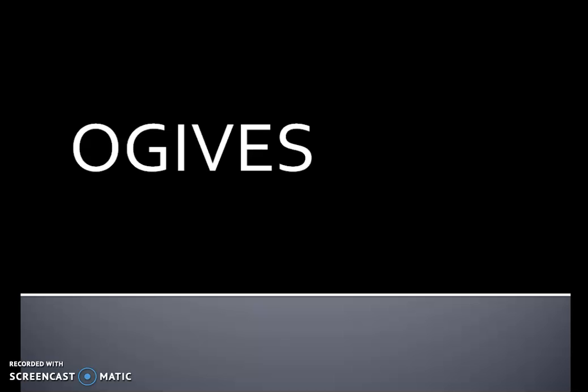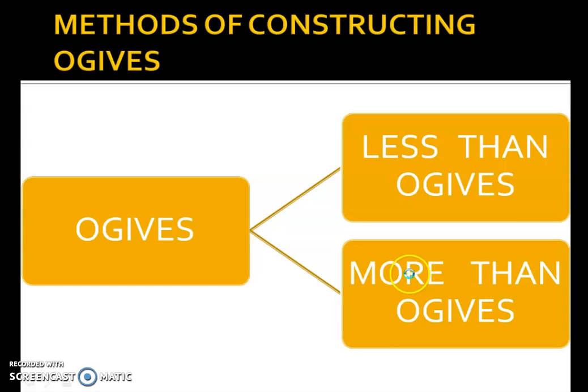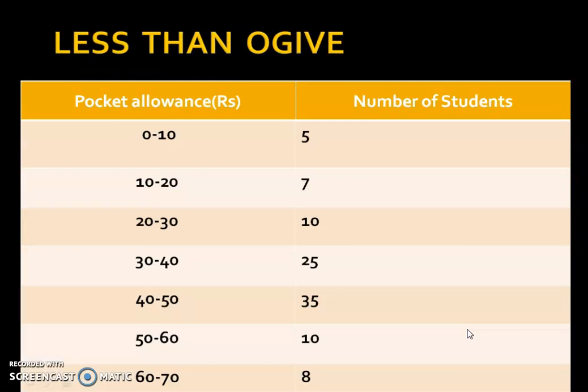Next we have ogives. So there are two methods of constructing ogives, less than ogives and more than ogives. Okay, first we will look how to construct a less than ogive. So we have taken one example wherein the pocket allowance is given in terms of rupees and the number of students. Okay, so the interval is in the form of 0 to 10, 10 to 20, and it goes on up to 60 to 70, and the number of students are also mentioned here. So with this data we will find out how to construct a less than ogive.